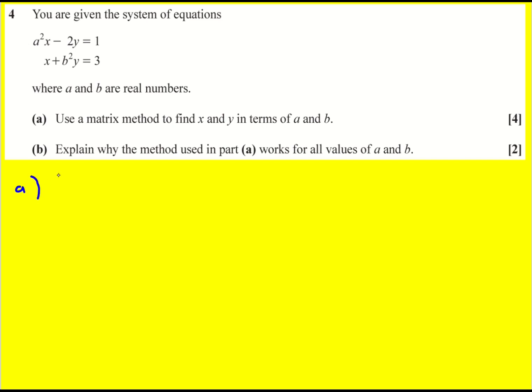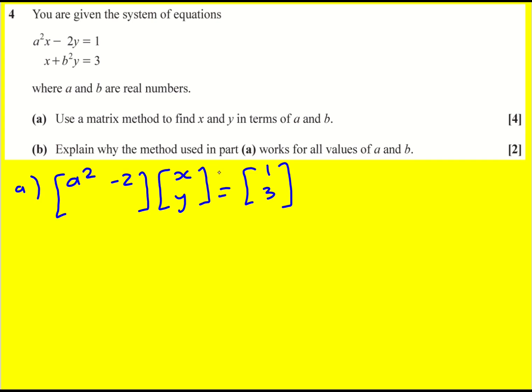Given a system of equations, we're asked to use a matrix method to find x and y in terms of a and b. So I've got a matrix that I'm multiplying x, y by, and then I'm going to get 1, 3. And because it's a squared x, I'm going to put a squared here. That'll give me my a squared x when I multiply it out, and then a minus 2 here, and that will equal the 1. Okay, so I'm writing it as a matrix equation instead of these simultaneous equations as shown.